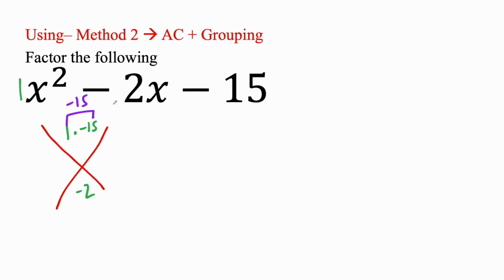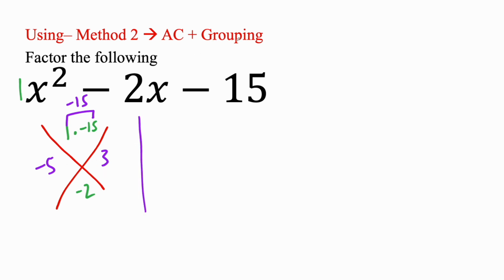So at this point, we're thinking to ourselves, what two numbers multiply to give us negative 15, but add to give us negative 2? And that's going to be negative 5 and 3, because negative 5 plus 3 is negative 2, and negative 5 times 3 is negative 15. This is kind of the hard part.